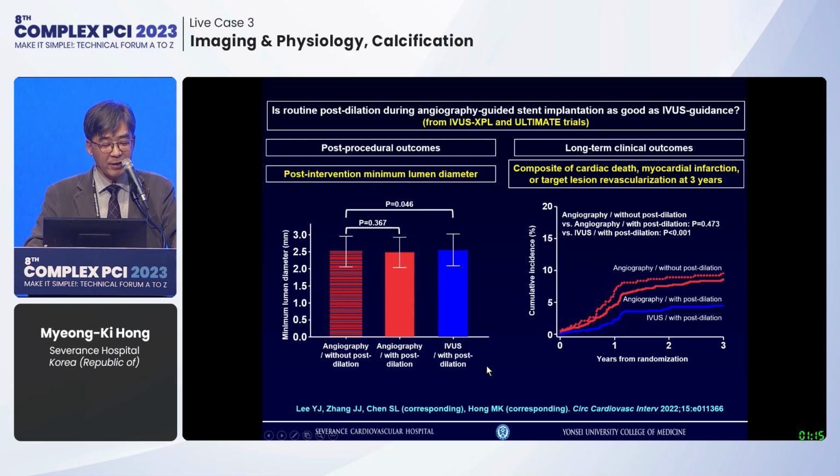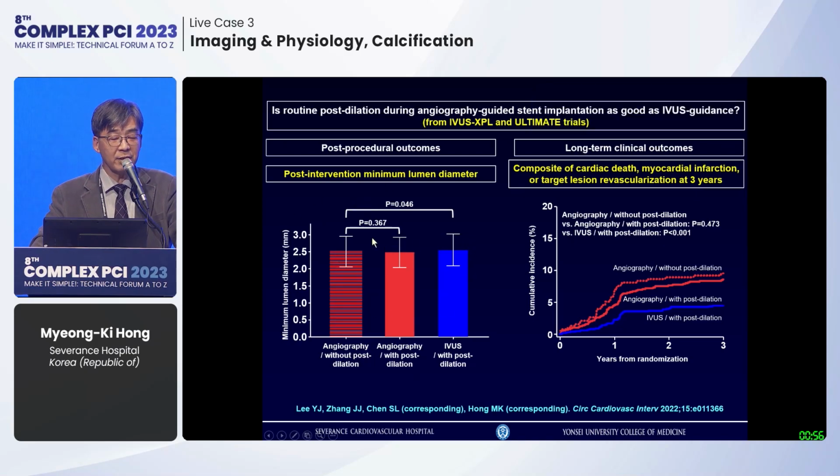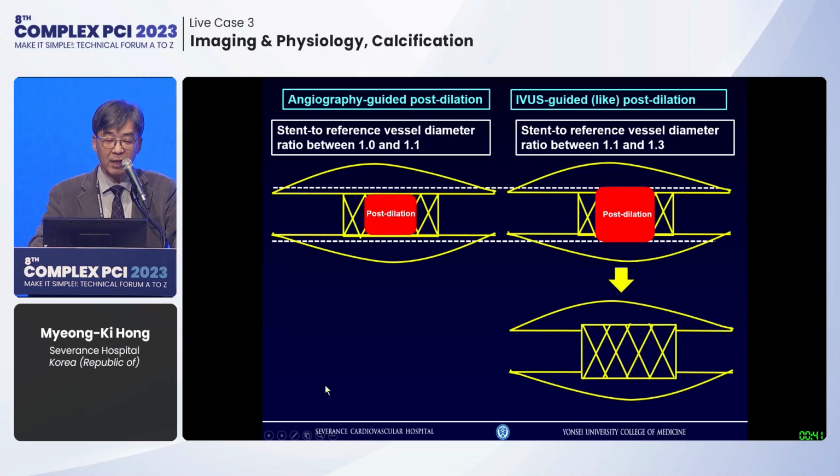What is the mechanism? Compared to angio-guided PCI without post-dilation, it makes use of a bigger stent size and higher pressure. It makes a bigger MLD. This kind of immediate result translated into long-term clinical outcome. Therefore, compared to angio-guided PCI without post-dilation, IVUS-guided post-dilation significantly reduced the long-term clinical outcome.